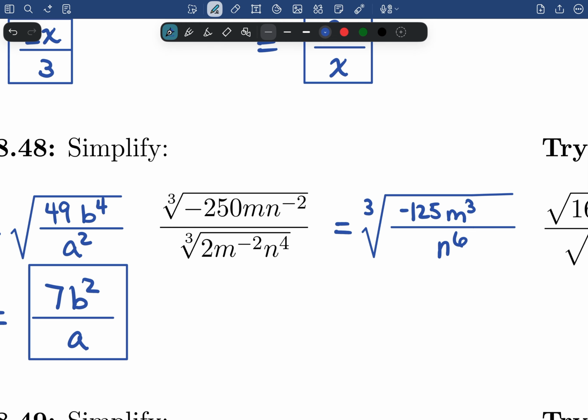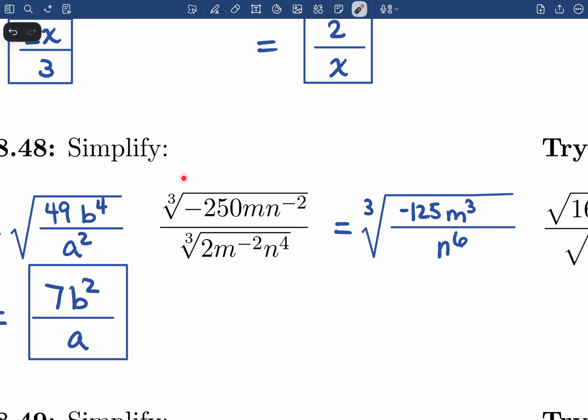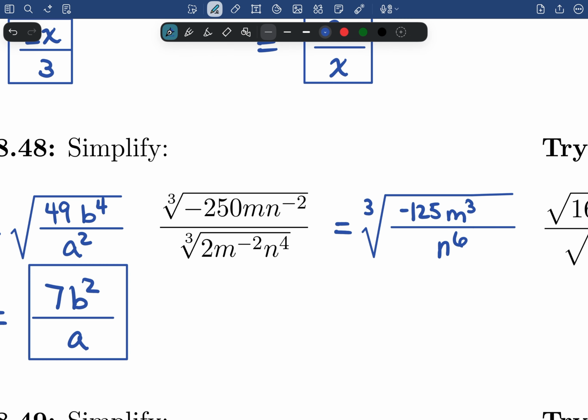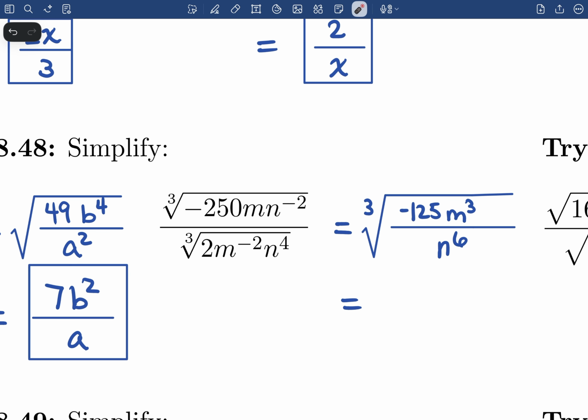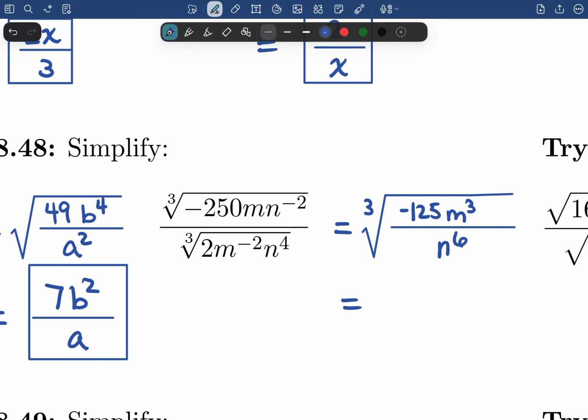Great. And so I've simplified all of this, right? Combining the two radicals into a single radical, and then simplifying the fraction on top and bottom like we've done in past lessons. And now I can apply the cube root to all the things that are products and quotients. So the cube root of negative 125, well, that's negative 5.